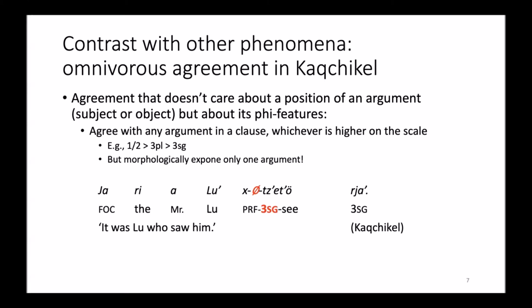So here we have an example of omnivorous agreement, and we have a sentence, "it was Lou who saw him." So we have a sentence where we're focusing the subject of a transitive clause. This subject is Mr. Lou. It's specified for third singular Phi-features, but also in this clause we have an object that is a third singular pronoun. And what we see in terms of agreement on the verb is a third singular morpheme.